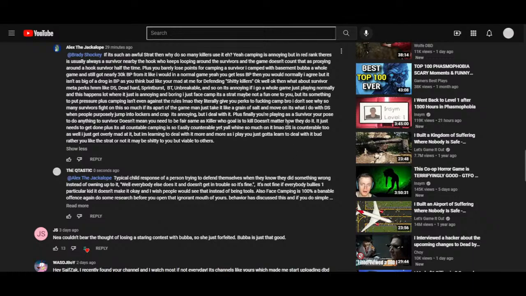He then goes on to say the decisive strike is counterable too as well. I just get overly mad at it. Why? You're the one that's initiating the decisive strike by tunneling a survivor that you just previously hooked. You're throwing a tantrum. Get it? Because he plays Bubba. You're throwing a kid tantrum when somebody is using an anti-tunnel perk against you tunneling. Go figure, if you tunnel somebody, the anti-tunneling perk comes into effect. Hmm.